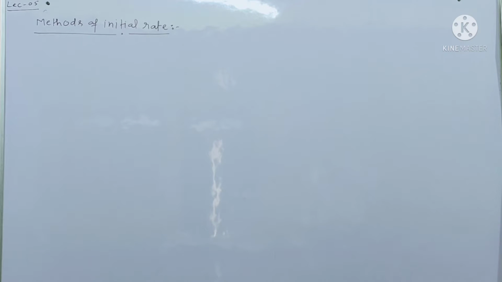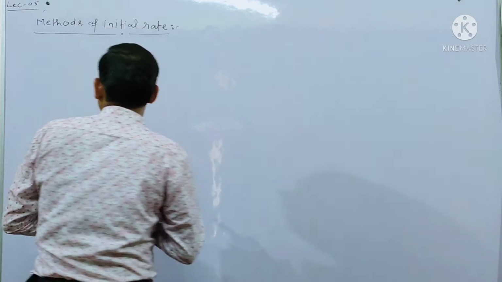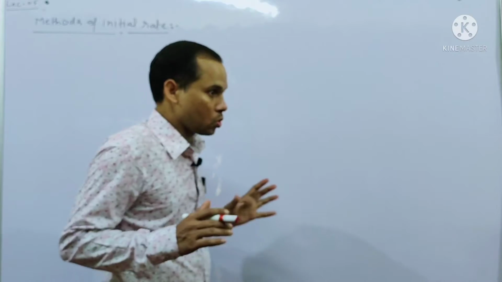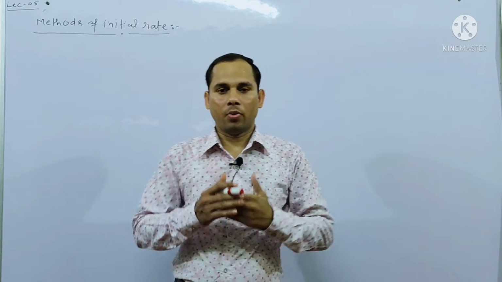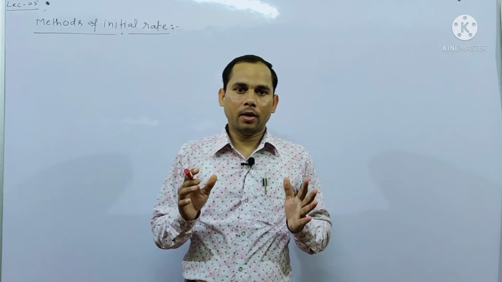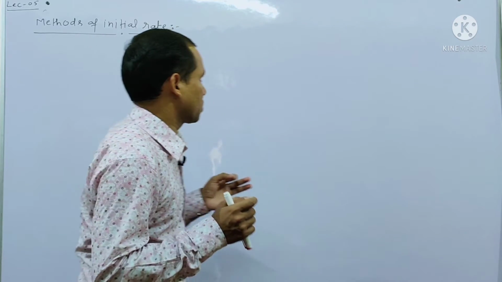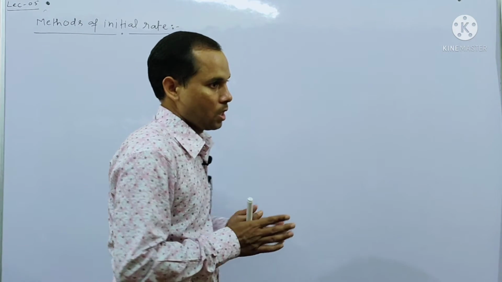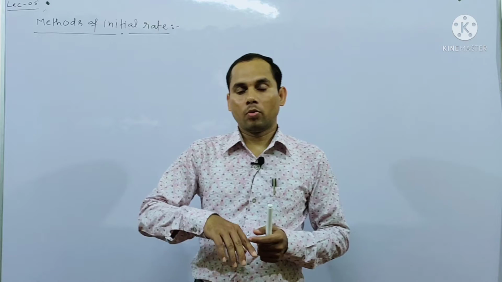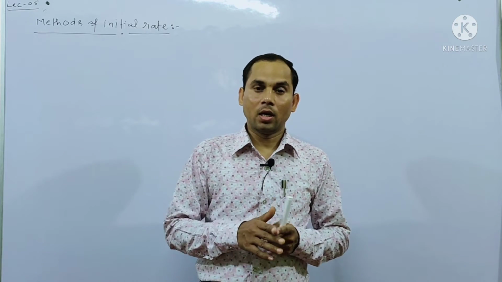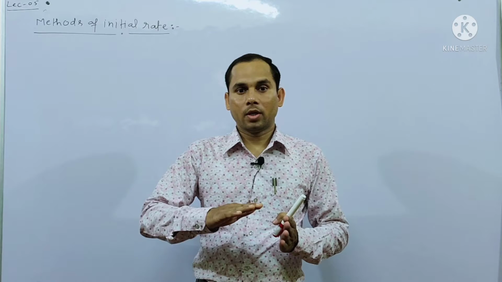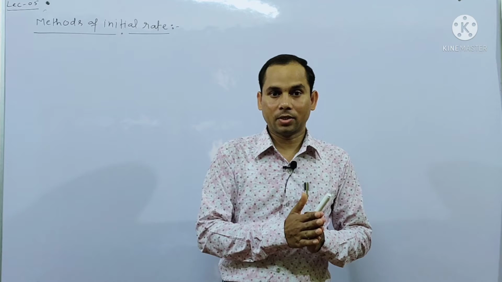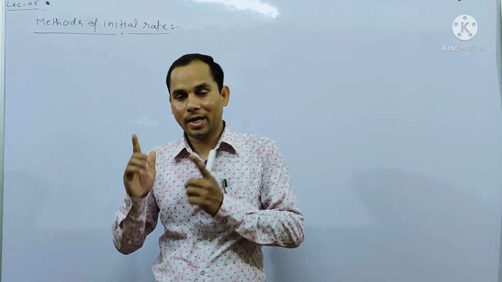Now we will discuss the method of initial rate. This is used to calculate the order of reaction. I already told you a shortcut trick to calculate the order of reaction. If we double the concentration and the rate of reaction also doubles, then it is a first order reaction. If the rate becomes 4 times, it is second order. If the rate becomes 8 times, it is third order.